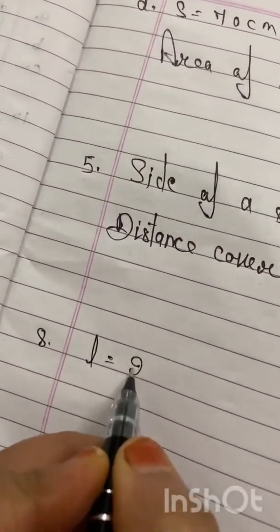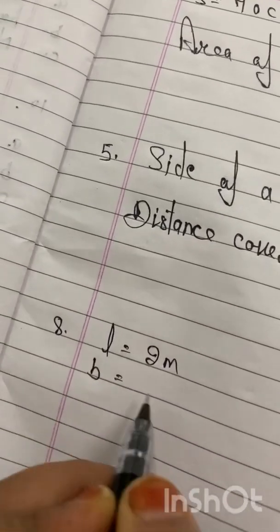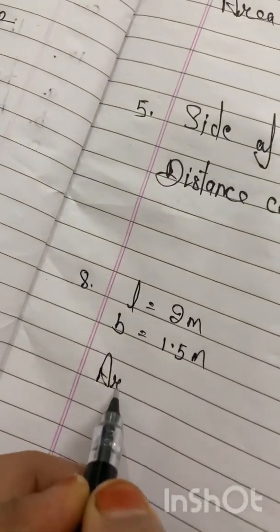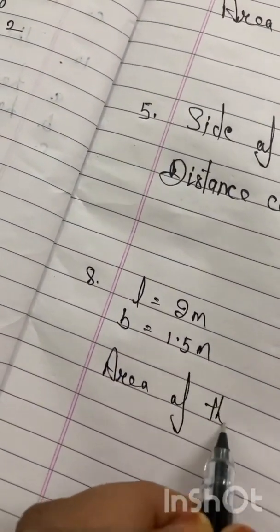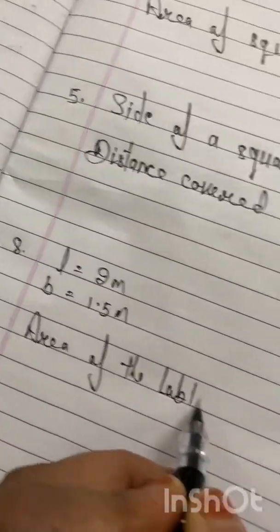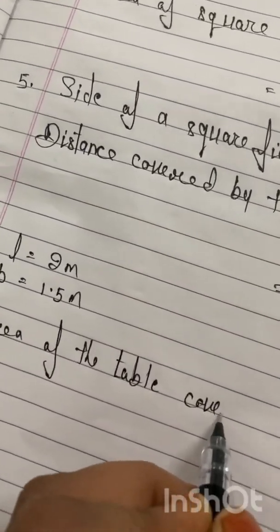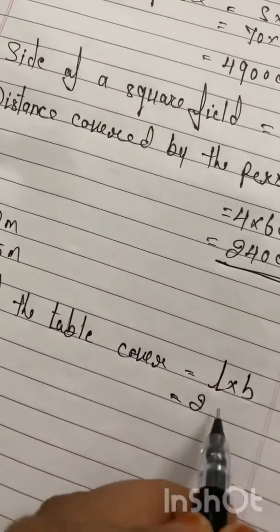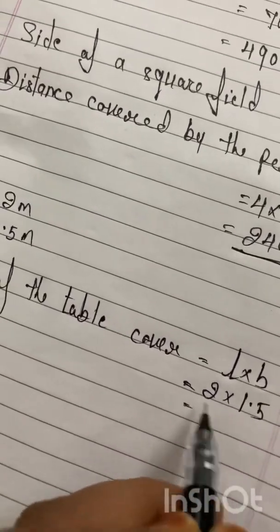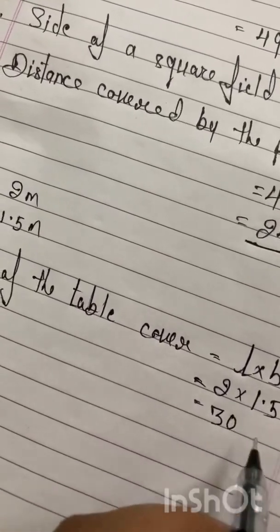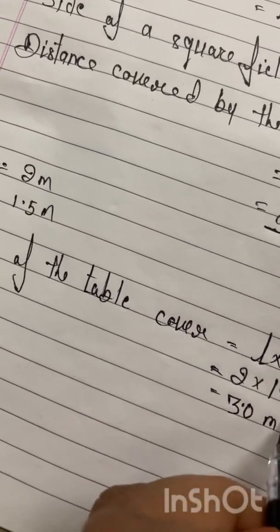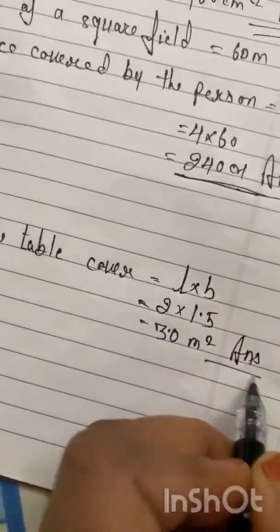L is equal to 2 meter and its breadth is equal to 1.5 meter. So area of the table cover is equal to L into B. L is 2, B is 1.5, 15 twos are 30. After one digit we have to place a decimal point. So 3 meter square is our answer. Okay students, now come to the next one.